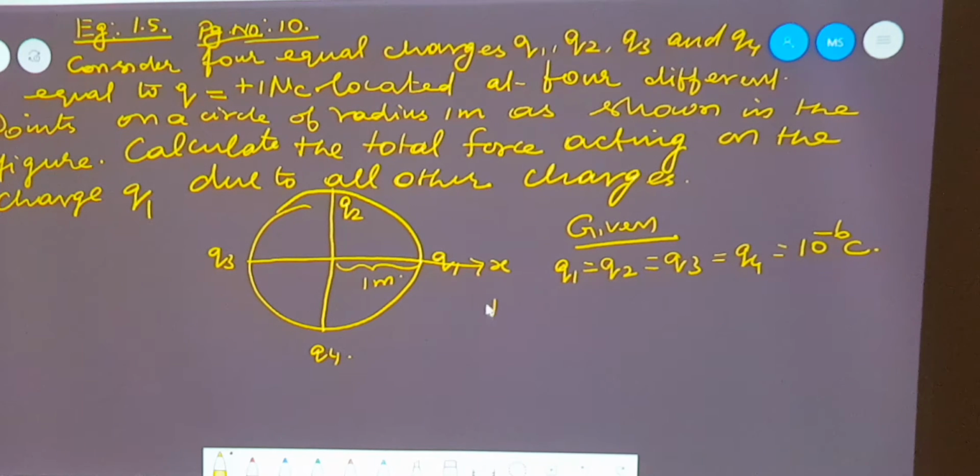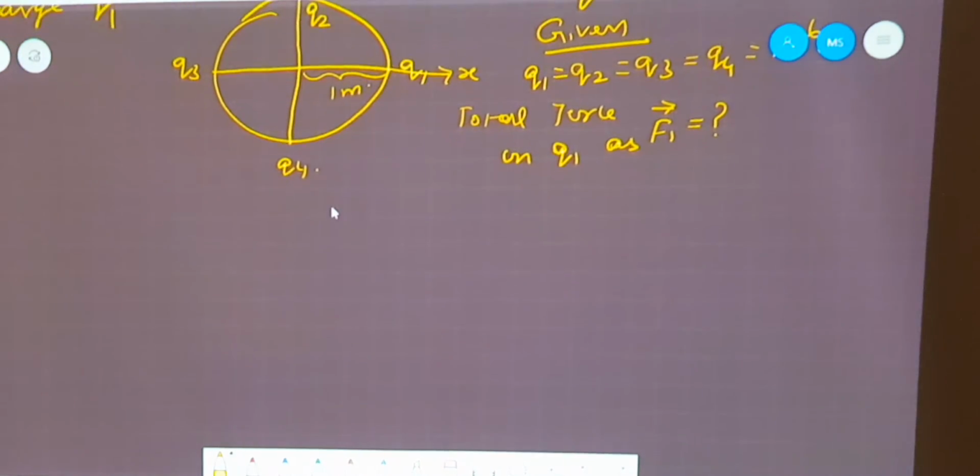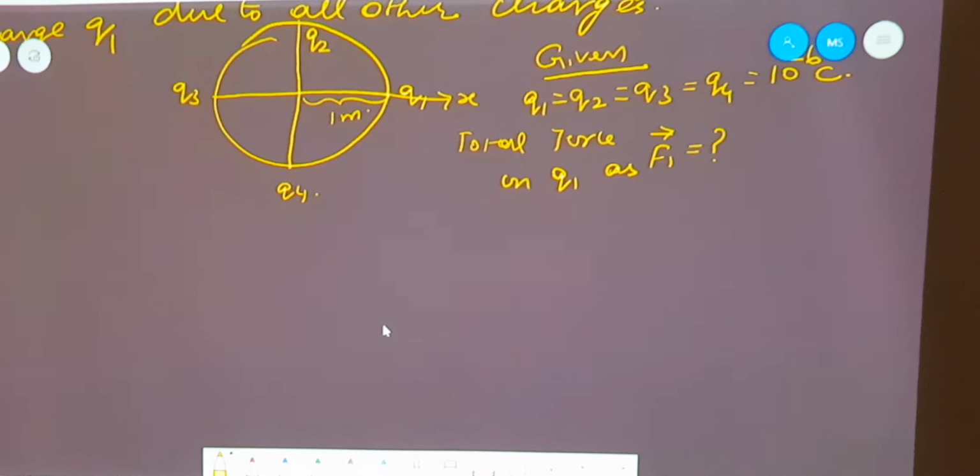Let us consider the total force on Q1 as F1, or I can write it as F1 vector. I have to calculate both magnitude and direction. So what is that F1 vector I have to calculate? How to proceed with this problem? If you are considering this problem, again I am drawing this diagram here. So I am writing the solution and I am considering this diagram here.